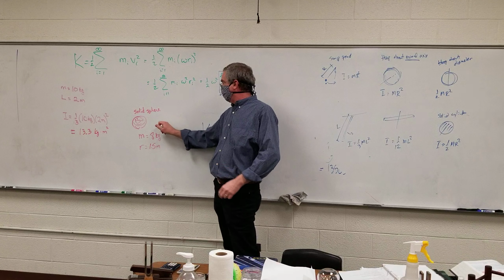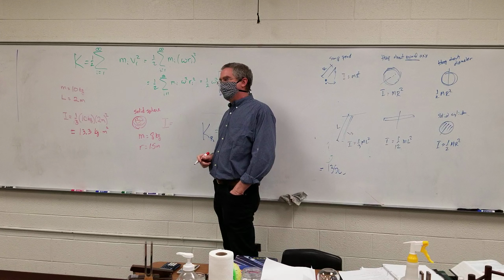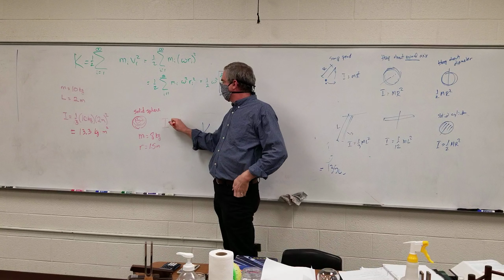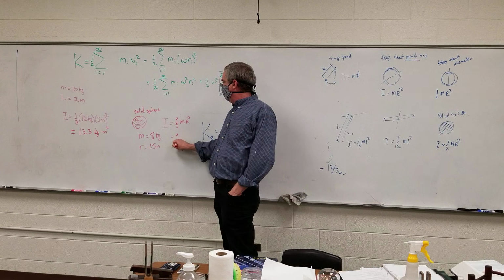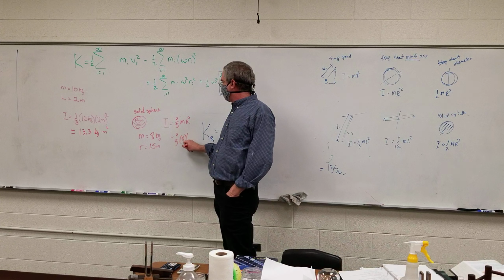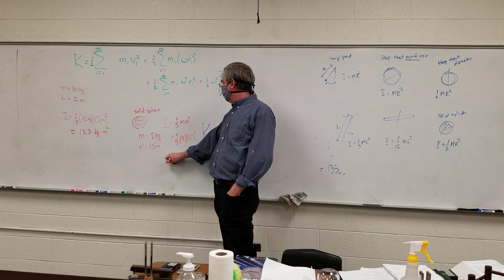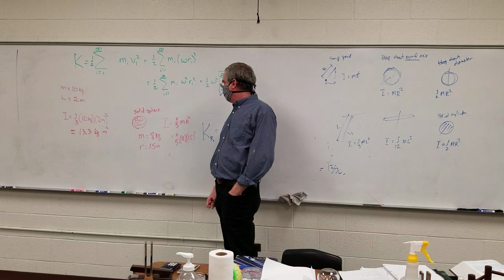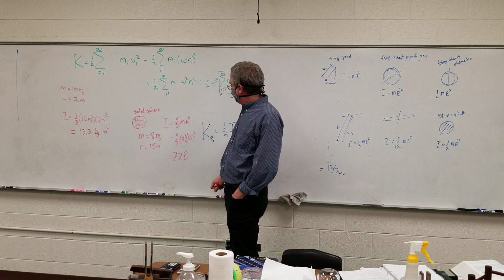So how would you find this value of the moment of inertia? Solid sphere about CG. So 2/5 m r squared. 2/5 times 8 times 1.5 squared. Why did I pick a decimal? 720. Yeah. That seems too big.